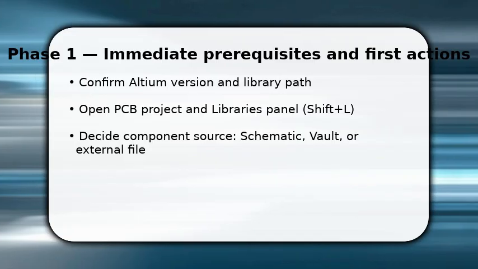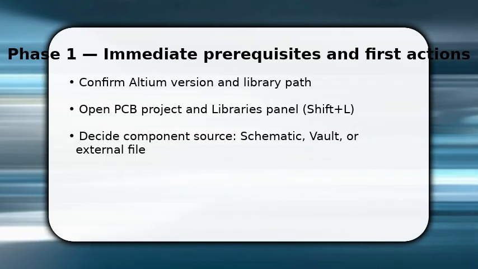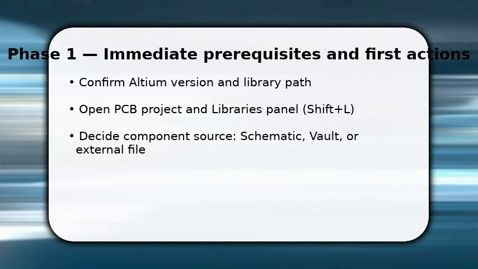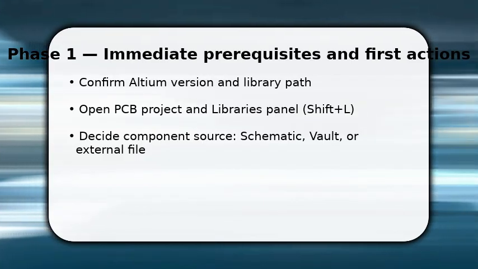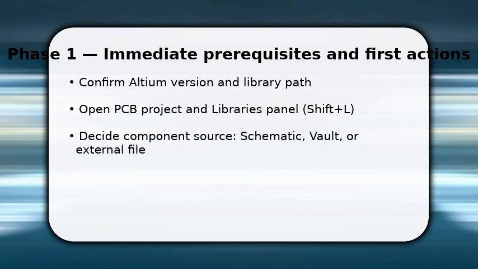First, choose where the component will live, a schematic library, the vault, or an external file, because that determines later linking. Once chosen, create a new library or open the existing one, then name the component logically so you can find it later. Make sure to set units and grid. Consistent units prevent footprint mismatches during placement.